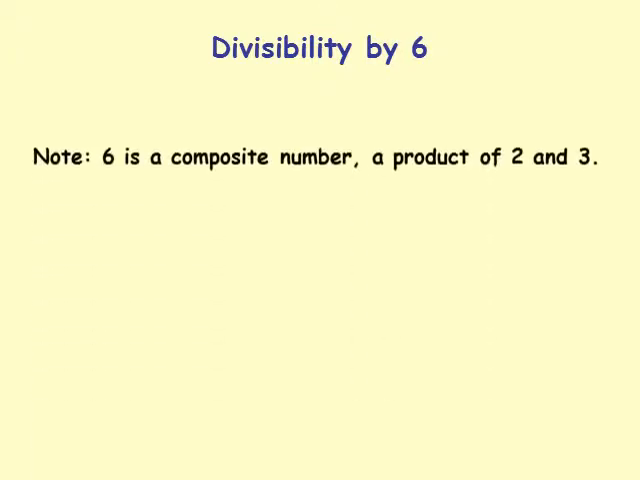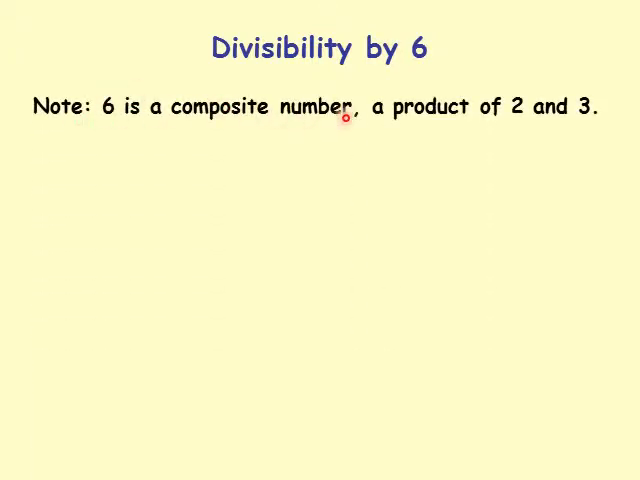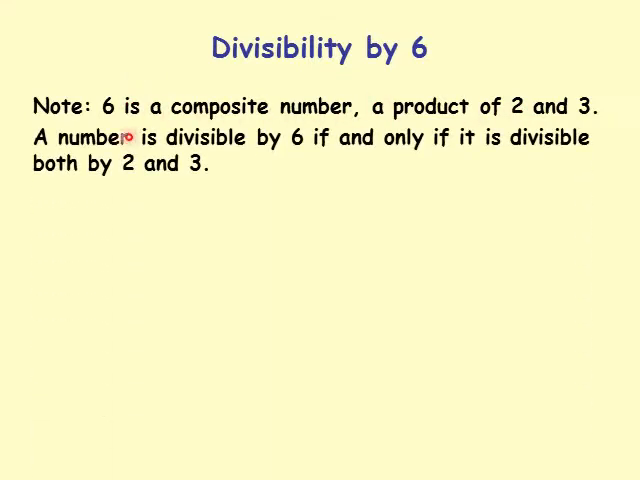Let's continue and discuss divisibility by 6. If a number is divisible by 6, let's investigate it. Note that 6 is a composite number, by which I mean it's a product of 2 and 3. A number is divisible by 6 if and only if it's divisible both by 2 and 3. So we have to check the divisibility by 2 and also by 3.